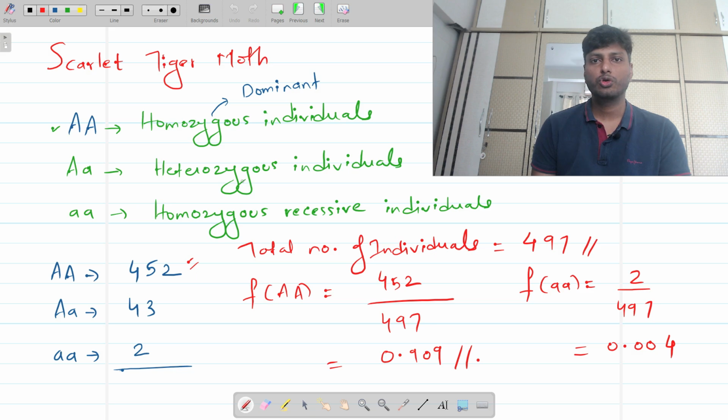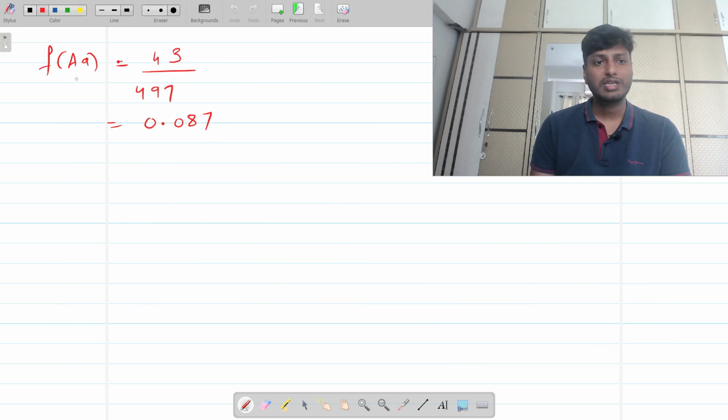So that means in this group of scarlet tiger moth individuals, the frequency of homozygous dominant individuals is 0.909, the frequency of homozygous recessive individuals is 0.004, and the frequency of heterozygous individuals is 0.087. Now everyone, you have to know that this is the frequency of individuals. This is not the frequency of alleles. So we are yet to find out the allelic frequency. So let us calculate the allelic frequency.